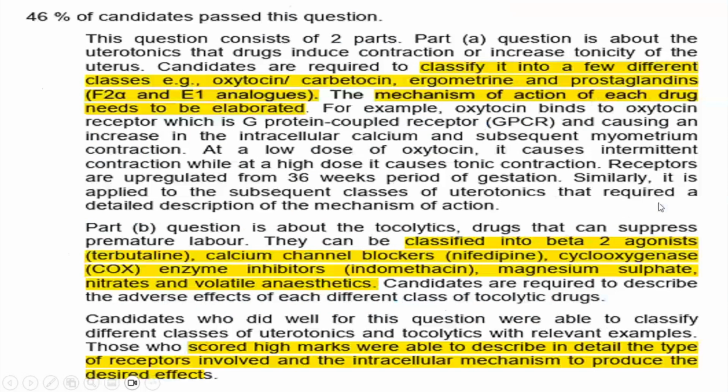Okay, so this is the examiner report, and I've highlighted the important things. They said classify. For uterotonics, they need you to classify into a few different classes: the oxytocin group, the ergometrine group, and prostaglandin analogs, and the mechanism of action. Each drug needs to be elaborated, meaning they want you to describe the cellular mechanism in detail. For tocolytics, again, classify into beta-2 agonists, calcium channel blockers, cyclooxygenase inhibitors (NSAIDs), magnesium sulfate, nitrates, and volatile anesthetics. Those who scored high marks were able to describe in detail the types of receptors involved and the intracellular mechanism. You need to explain in detail.